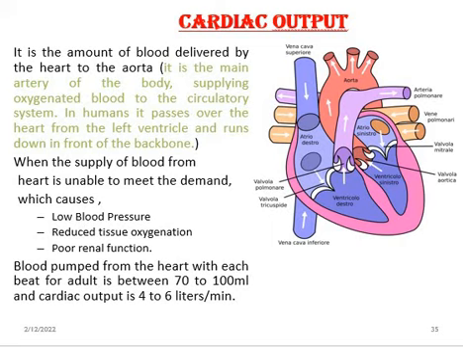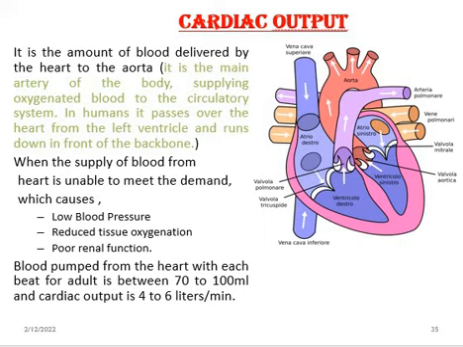When the heart is unable to meet the demand, in the sense it could not deliver the rated amount of blood, then the problems we will feel are low blood pressure, and obviously the tissues will suffer from lack of oxygenation. Usually the heart pumps around 4 to 6 liters of blood per minute.